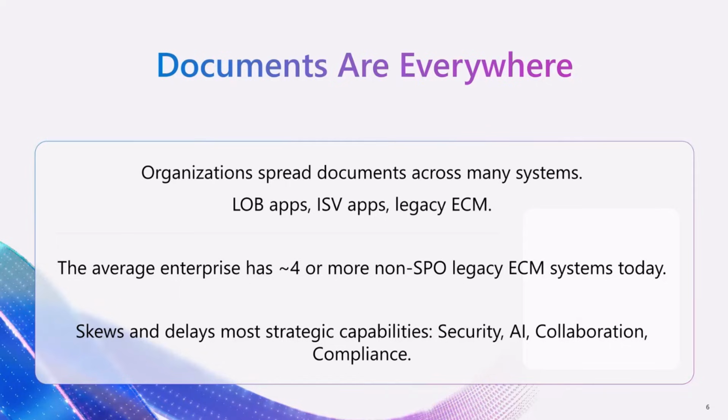And there's a big problem when you have all this. You now have all this skew around these critical capabilities in terms of the way that you're working with documents and files. So these critical capabilities come down to security, AI, your ability to collaborate, your ability to be globally compliant with what it is that you're doing. And that's really where SharePoint Embedded comes in.